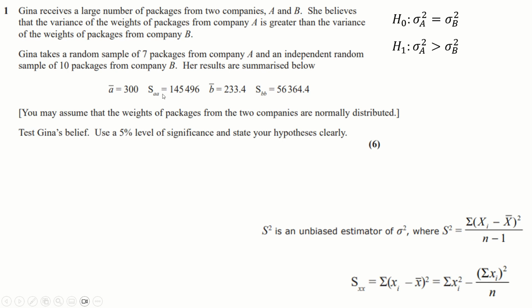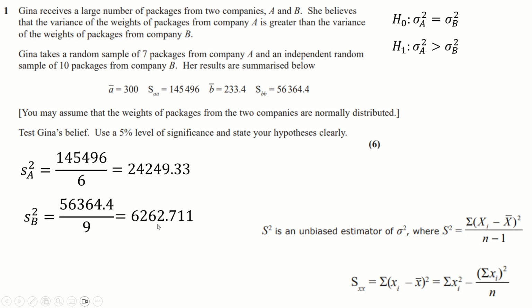So the estimator for the A company, we can say, is just this over 7 minus 1, which is 6. And we can just do that, and we'll get this, and we'll do the same thing for B, and we'll get that there. So that's pretty useful. So those can be what we'll get there.